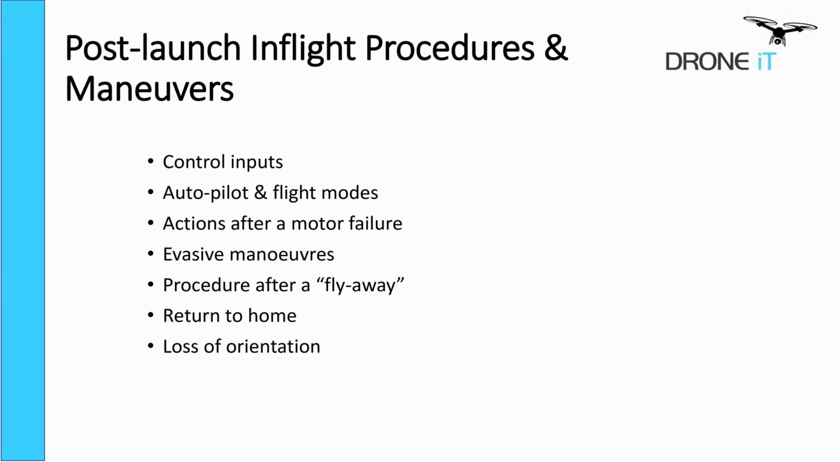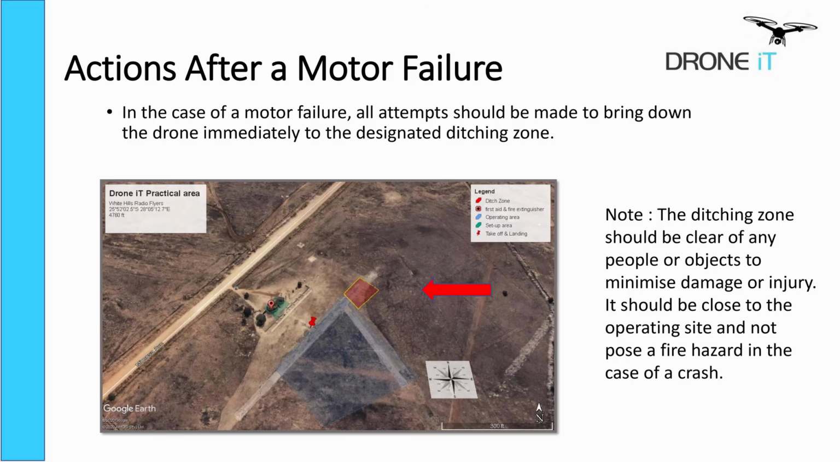I want to chat to you guys about post-launch in-flight procedures and maneuvers. So first we will discuss actions after a motor failure. In the case of a motor failure, all attempts should be made to bring down the drone safely into the designated ditching zone. The ditching zone is an allocated area that should be clear of all obstructions or objects or people to avoid damage or injury to anyone.